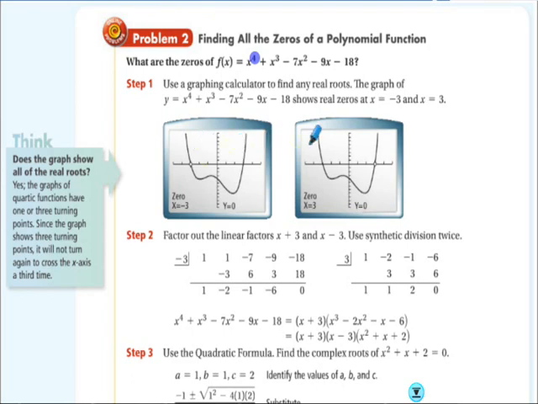We can use a graphing calculator to find any real roots. This is a really good way of doing this, and this helps with number 1. So I can graph this. I find the real roots at negative 3 and 3, and then I can just use synthetic division for the rest of the answer until I get down here, where I'm going to have to factor or use the quadratic formula. On this one, we used the quadratic formula. Whoa, hey now, slow down.